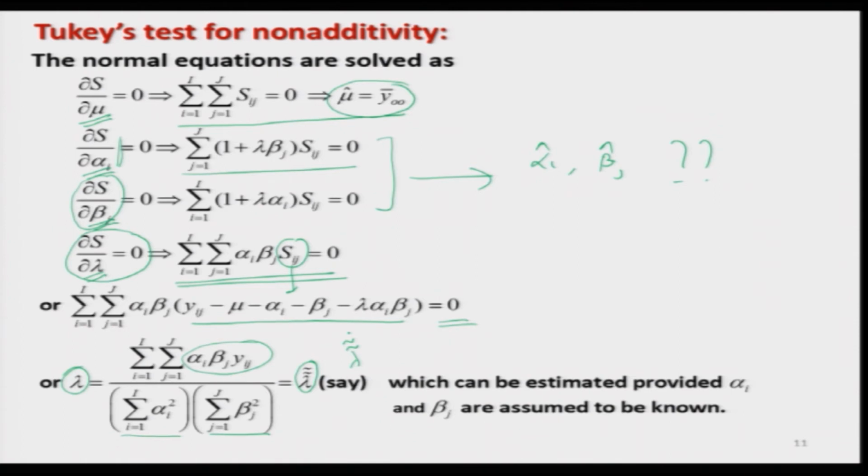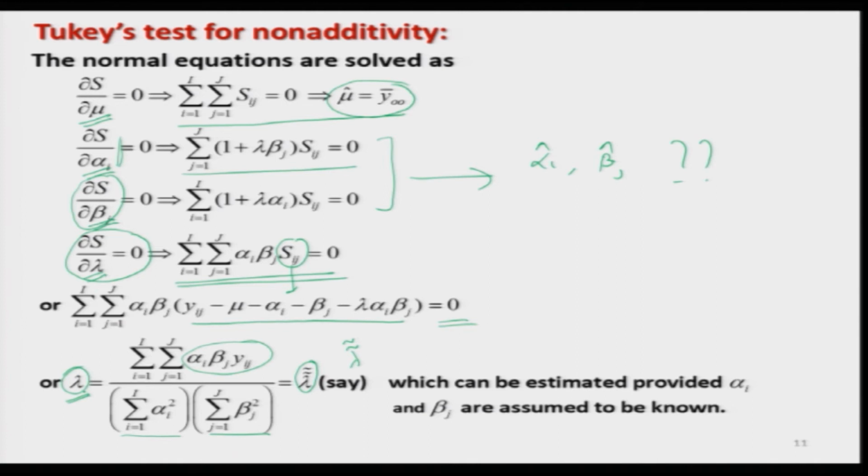Now, if I ask you, can you obtain the value of lambda here? The answer is no. Why? Because here alpha_i and beta_j both are unknown to us. So, one simple solution to this problem is that if somehow the values of alpha_i and beta_j are known to us, then we can solve it. Right. So, the next question is how to obtain such values and how to finally obtain the value of lambda.